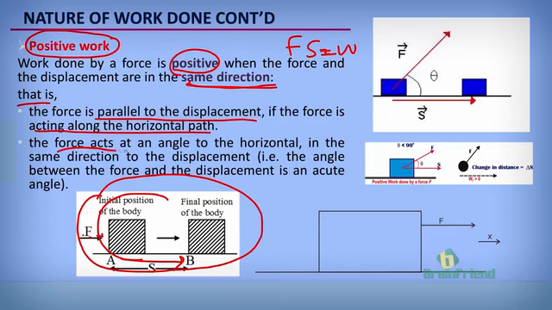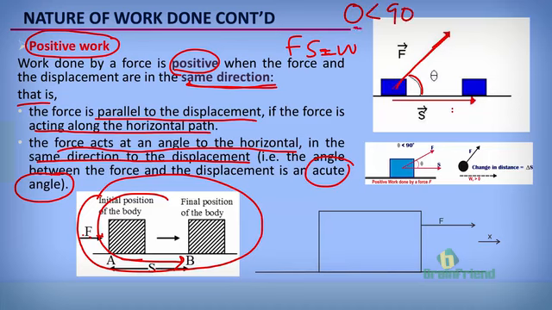The second one is the force acts at an angle to the horizontal in the same direction as the displacement. That is, the force acts at an angle. Now, it's no more parallel. It now acts at an angle to the displacement. That is, the angle between the force and the displacement is an acute angle. And we all know what an acute angle is. An acute angle is an angle between 0 and 90 degrees. It is greater than 0 and less than 90 degrees. Any angle greater than 0 and less than 90 degrees is an acute angle.